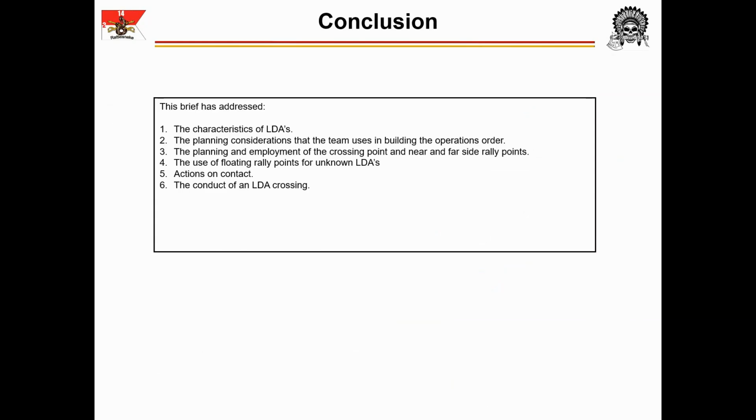This presentation has addressed the following: the characteristics of LDAs, the planning considerations that the team uses in building the operations order, the planning and employment of the crossing point and near and far side rally points, the use of floating rally points for unknown LDAs, actions on contact, and the conduct of an LDA crossing.